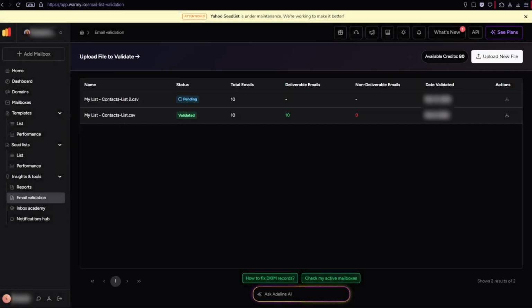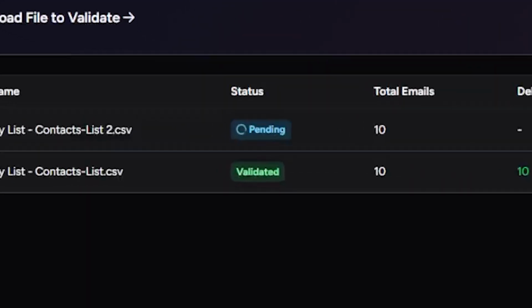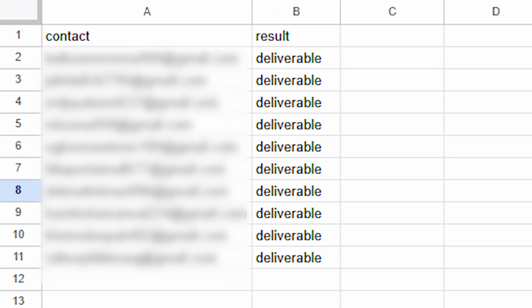From there, consistency matters more than intensity. Lists need to be revisited, cleaned, and evaluated over time. Engagement starts to tell you who is inactive and who is quietly damaging your performance. List quality is not a static asset, it's a moving system that directly influences how providers evaluate your behavior.